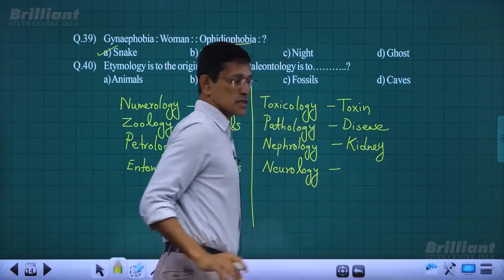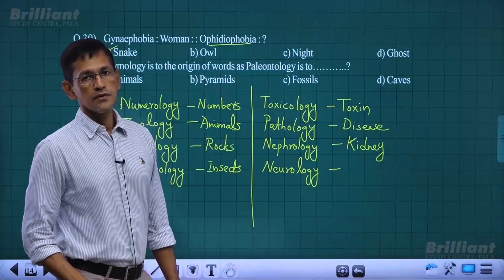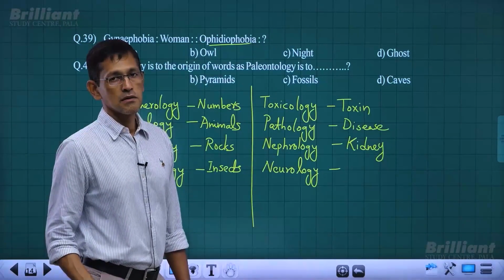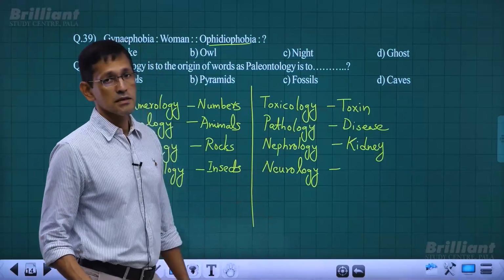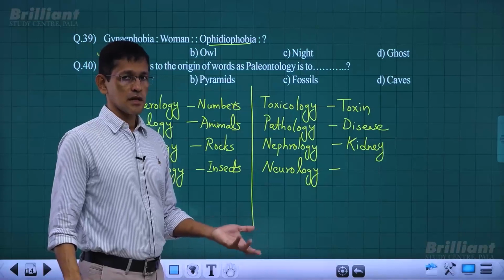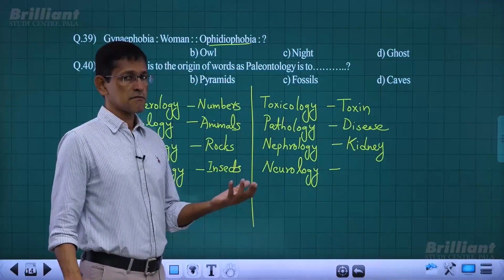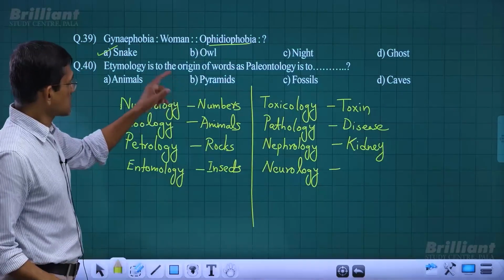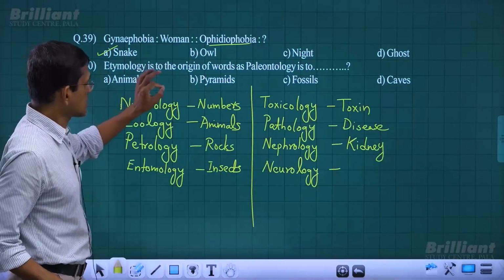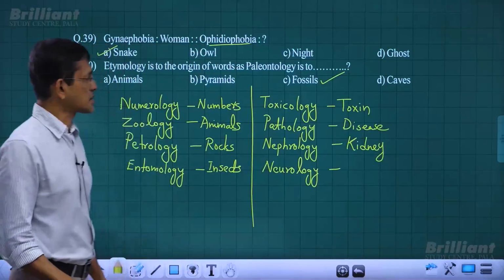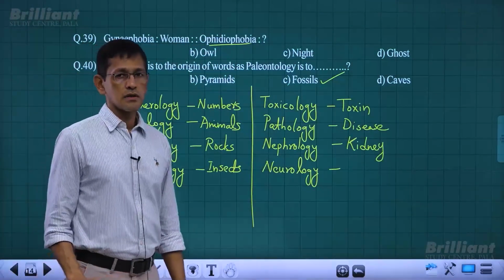And what is neurology? Neurology, study of neurons, right? Find out what exactly it is. And many other ologies are there, so you have to be aware of the most important ones, not all of them. So here paleontology. Paleontology is the study of what? Fossils. I'm pretty sure you have heard that many times in school.